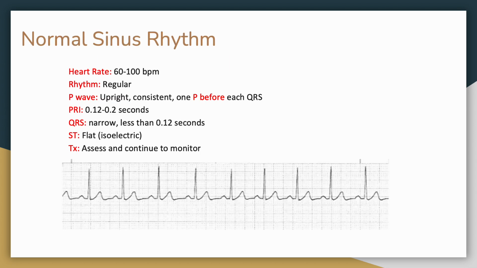Okay, now you have to know what normal is so you can see what abnormal looks like, okay? Now, you do need to memorize the characteristics of normal sinus rhythm, okay? So the heart rate is going to be 60 to 100 beats per minute, which is the normal pulse. So that should be easy for you to remember. It should be regular. That should be easy to remember, right? The P waves are going to be upright, consistent, and there'll be one before each QRS. The PR interval is going to be 0.12 to 0.2 seconds, okay?